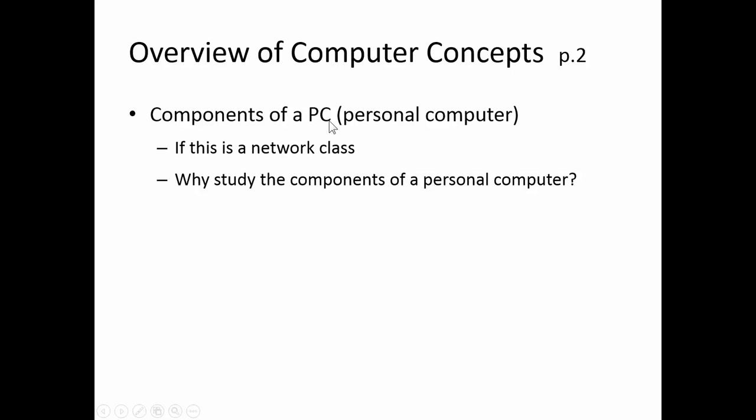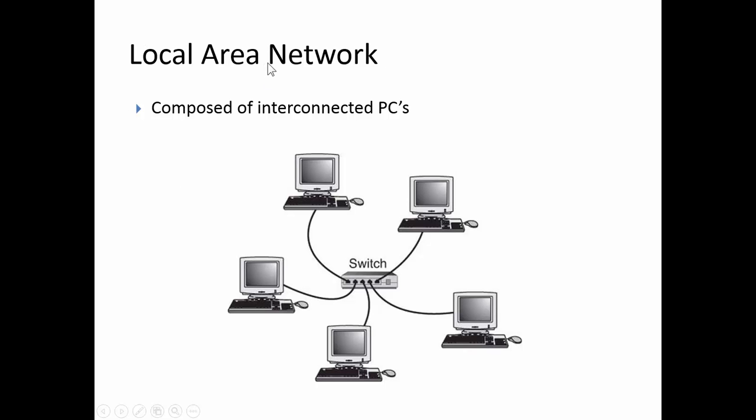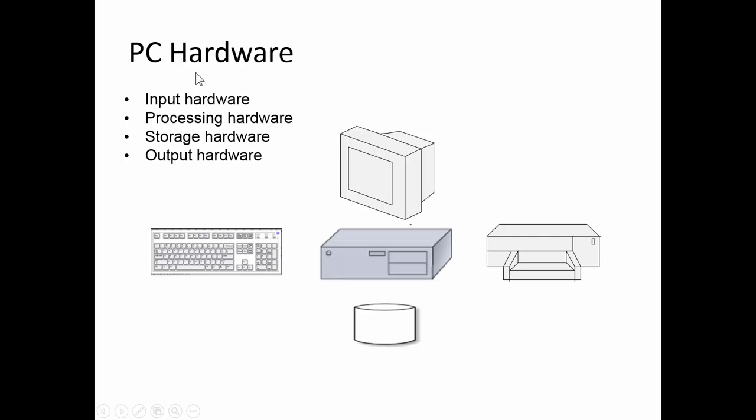Let's look at the components of a PC, a personal computer. And you might say, if this is a networking class, why are we studying the components of a personal computer? The answer is that a local area network is composed primarily of interconnected personal computers. So to understand how a local area network works, it's important to understand the components of the individual computers.